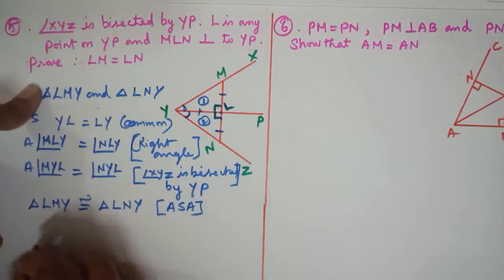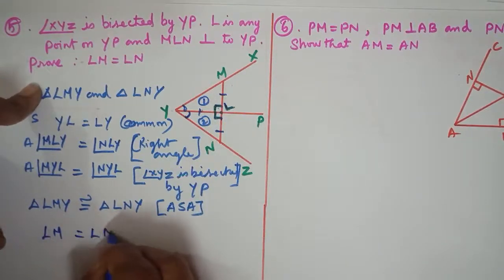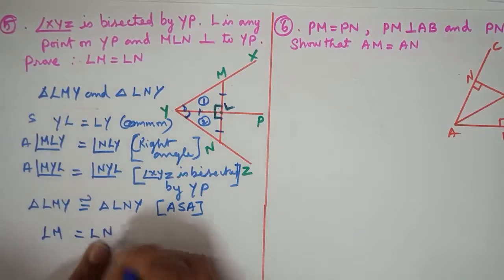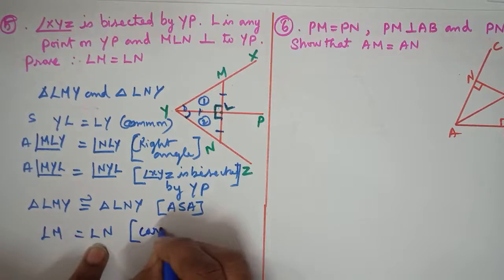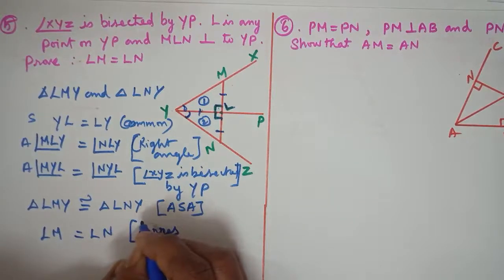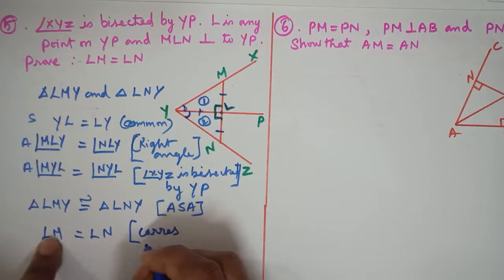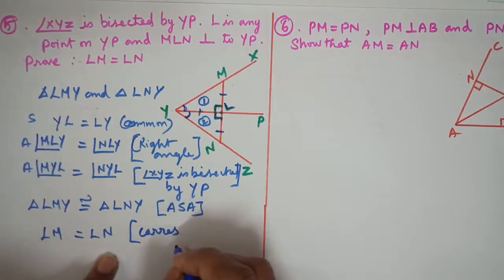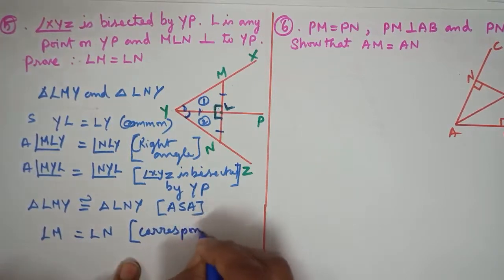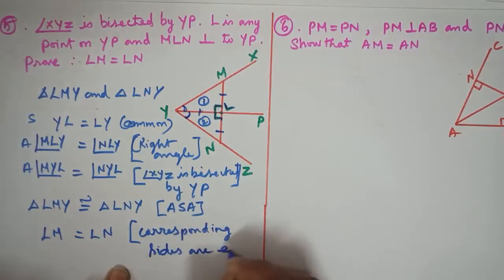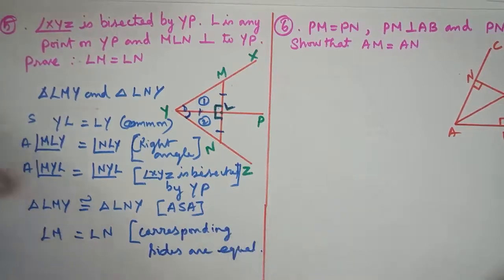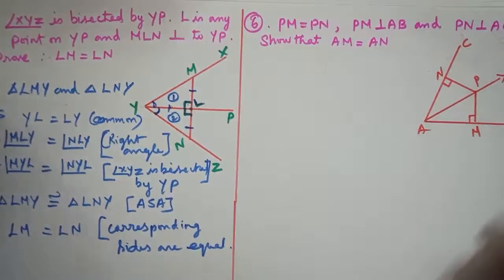Is it clear? Then we can easily say LM is equal to LN, because corresponding sides are equal. If two triangles are congruent, then we can say corresponding sides and corresponding angles are equal. Is it clear, students? Good.